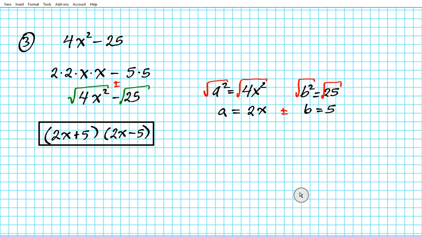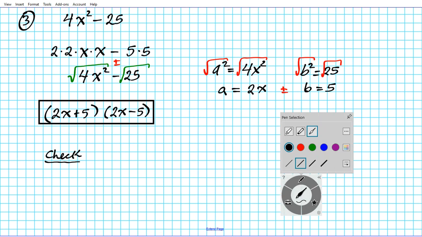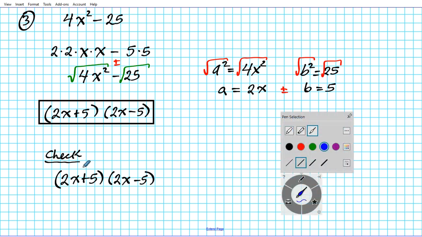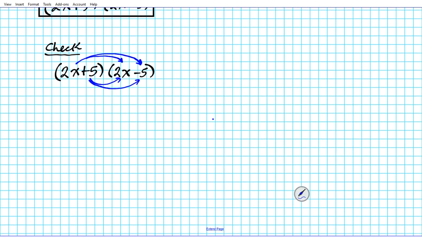Let's go ahead and do a check to see if our answer is in fact correct. Okay? Now we're going to distribute again. We have 2x plus 5 times 2x minus 5. When we expand this out, just distribute 2x to 2x, and then 2x to negative 5, 5 to 2x, and then 5 to negative 5. Let's see what we get.